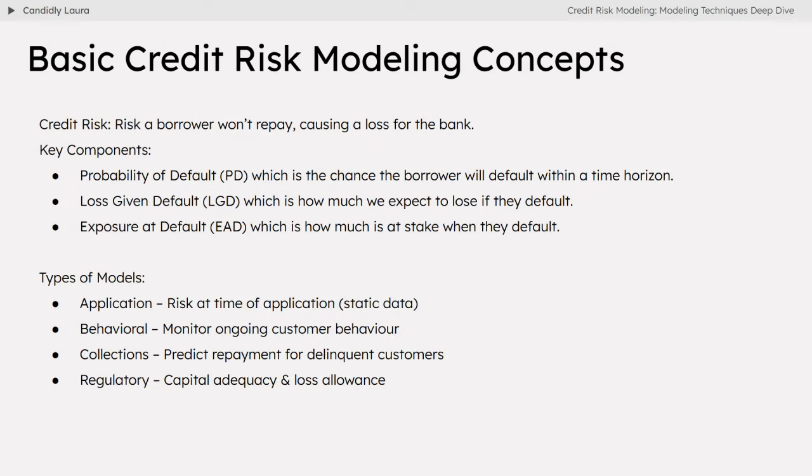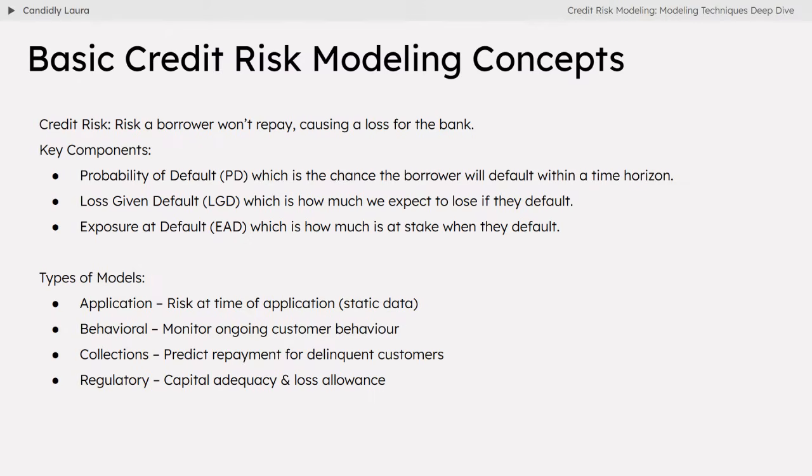First, as a recap, credit risk is the risk that a borrower won't repay their debt, which may result in a loss for the bank. In modeling, we often break this down into three components. Probability of default, which is the chance the borrower will default within a time horizon. Loss given default, which is how much we expect to lose if they default. And exposure at default, which is how much is at stake when they default. Depending on the use case, we might model one or more of these components.